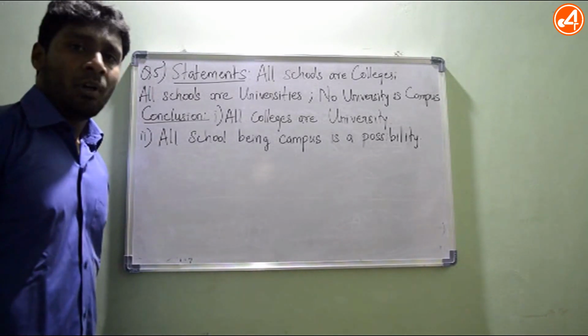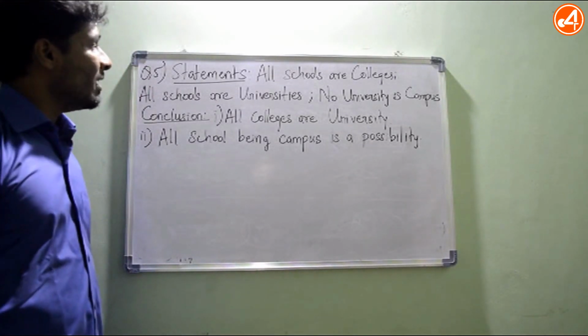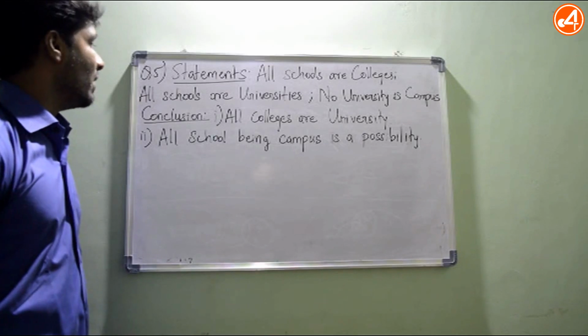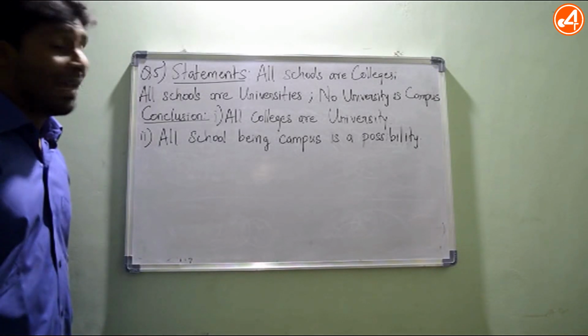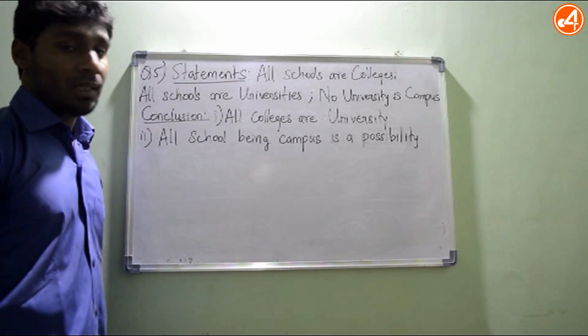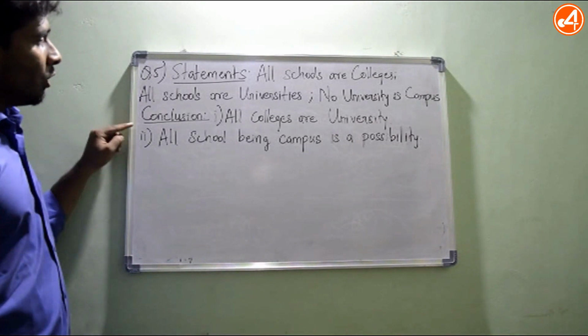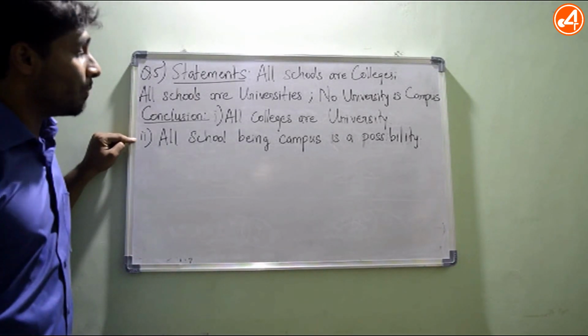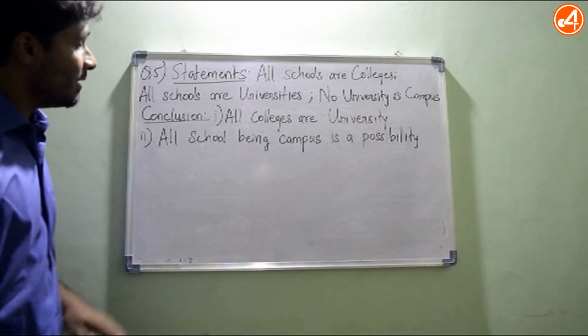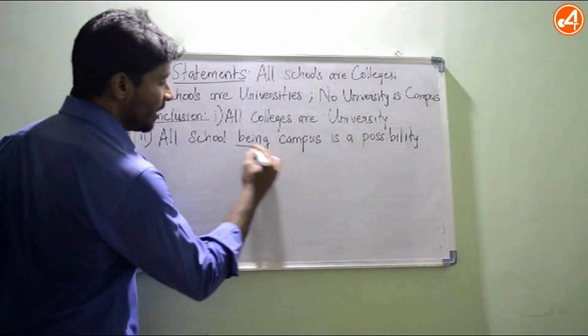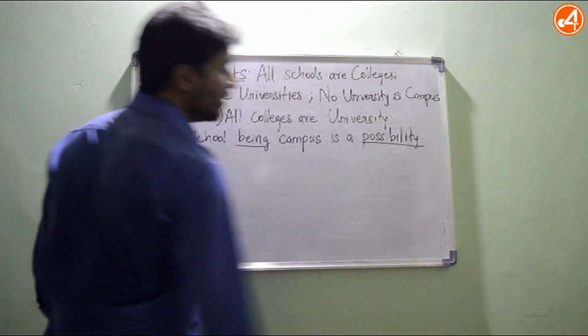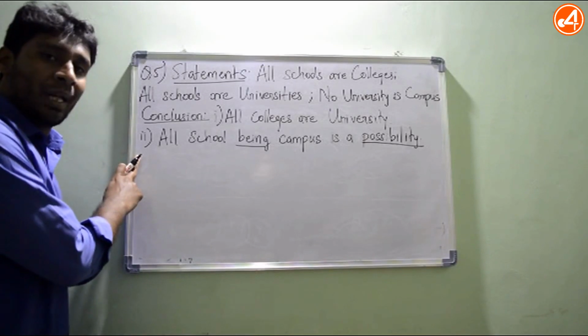Question number 5 also has 3 statements. Statement 1: all schools are colleges and all schools are universities. Again, no university is campus. The conclusions are: all colleges are university, and all schools being campus is a possibility. So this again has the word "being" and the word "possibility". This second conclusion is going to be a very important one.